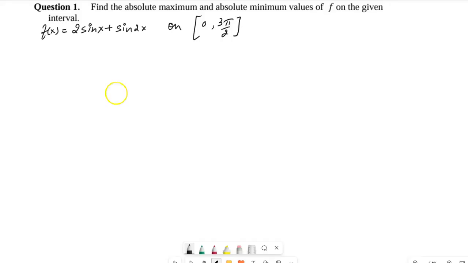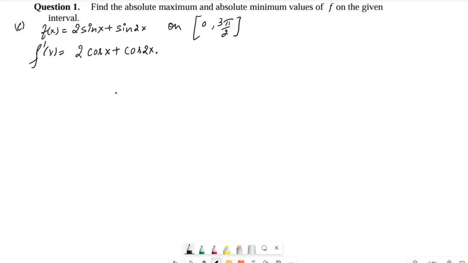Here we have the third part of the first question from the review. The question asked: find the absolute maximum and absolute minimum value of f on the given interval. So the method here is to find the first derivative. The derivative of sine x is cosine x, plus the derivative of sine 2x is cosine 2x.